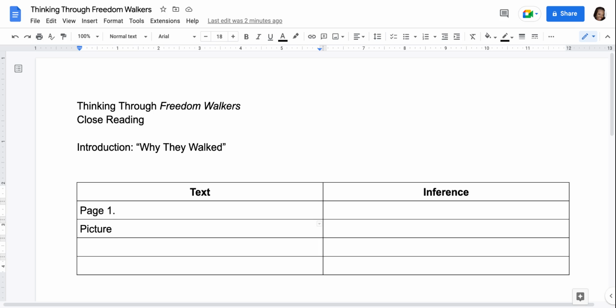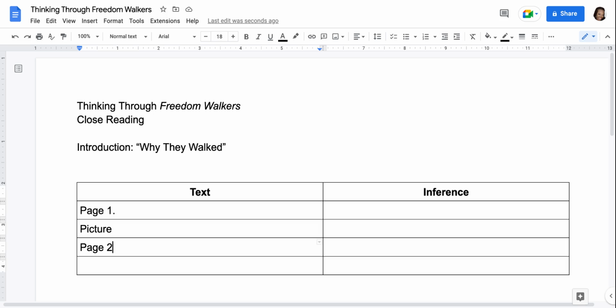What kind of inference can you make about that? Okay, so let's go ahead and read page 2. So let's put page 2 here. And you'll be filling in the blank on your own chart. Most Southern blacks were denied their right to vote. You have to ask why. And why did the author say Southern blacks? So during this time period, were Northern blacks able to vote?